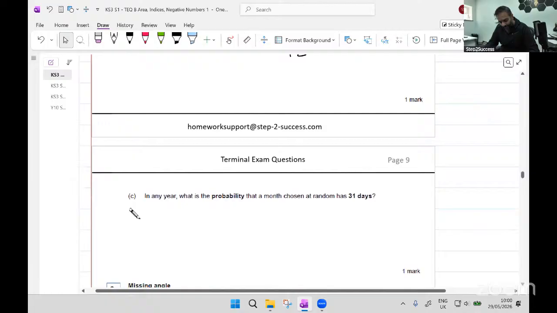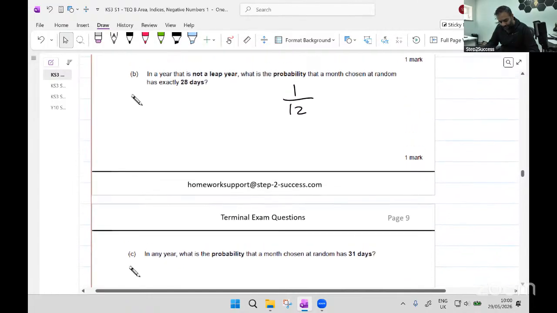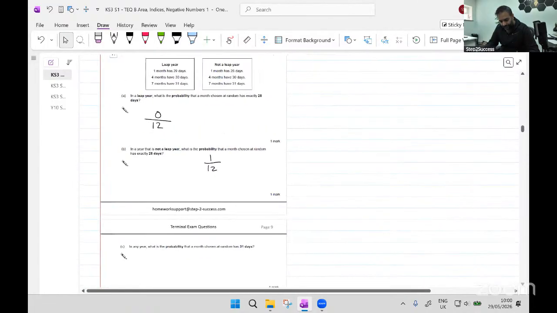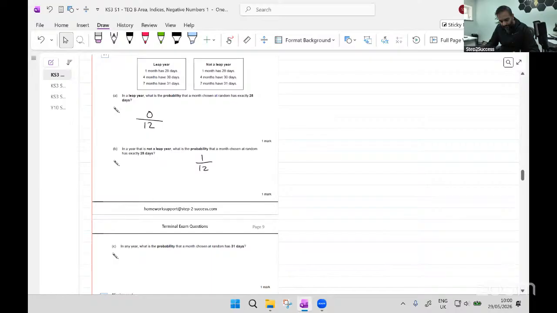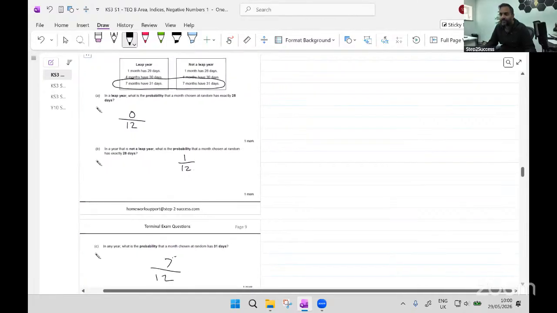In any year, what is the probability that a month chosen at random has 31 days? Okay, in any year, so it doesn't matter. So it's still out of 12, and either way, 7 months have 31 days, so that should be 7 out of 12, that one.